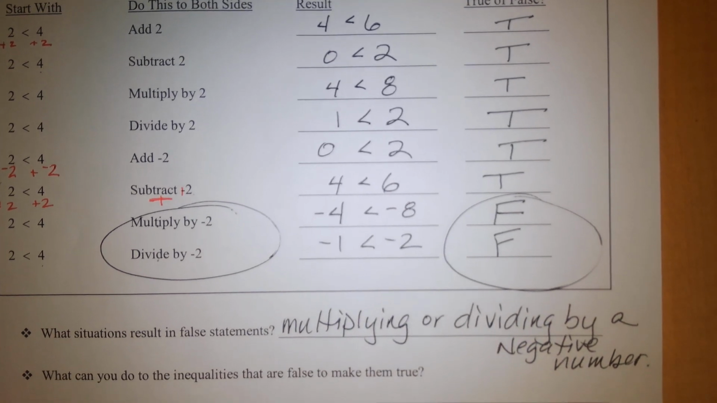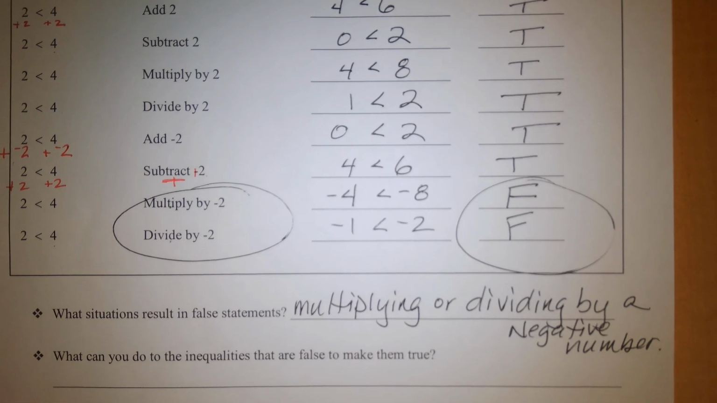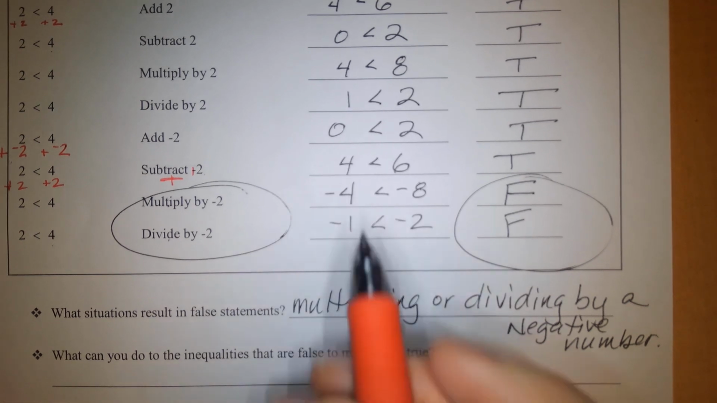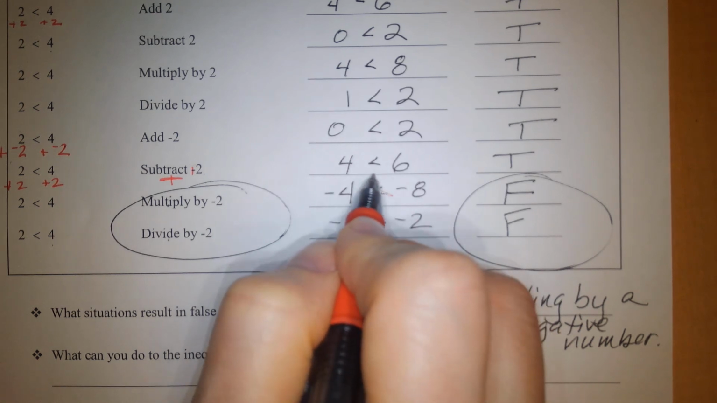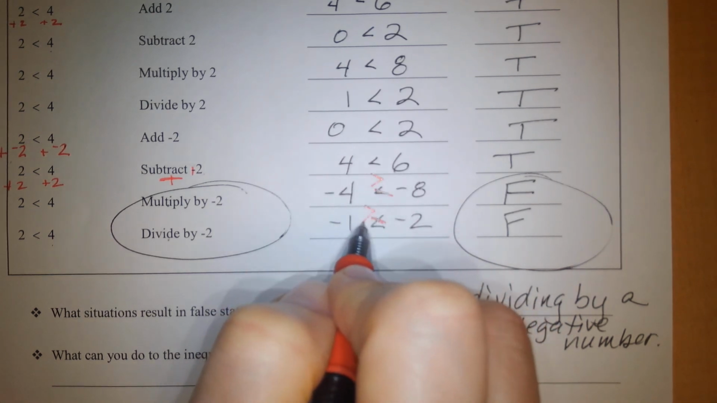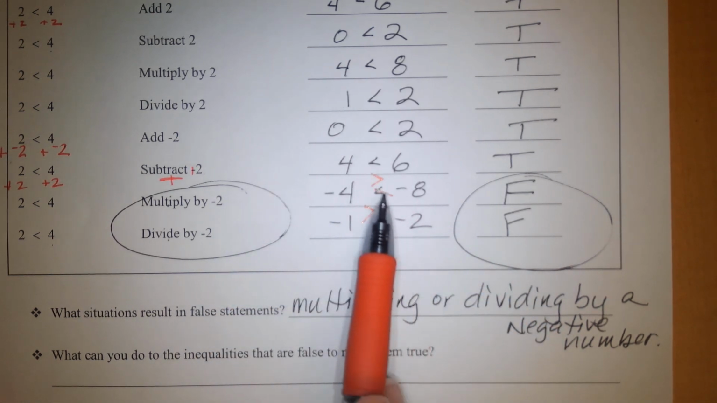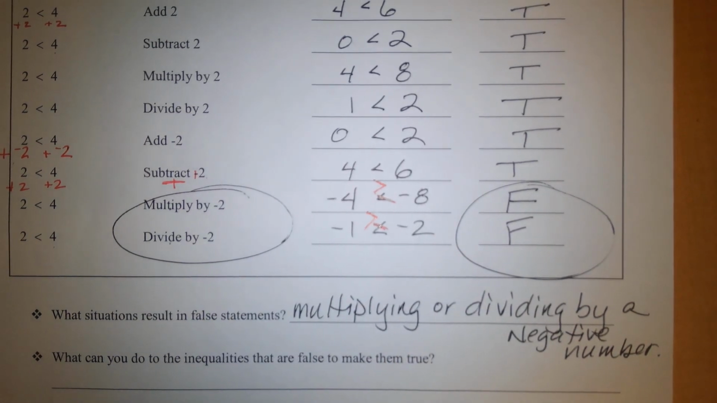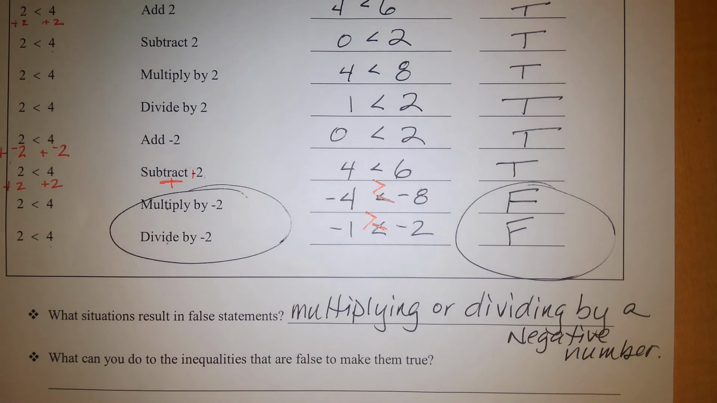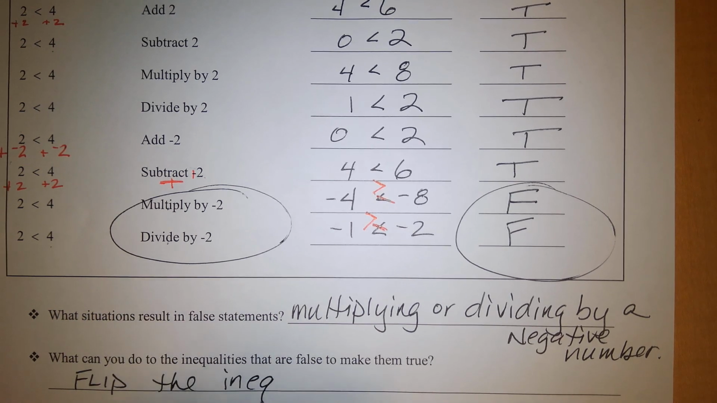But we can fix that. What we can do to make these come true is, well, we can reverse these symbols. We can get rid of these symbols and change it to the other direction. If we do that, then all of a sudden these actually become true statements. So that's what I'm going to recommend you do to fix these statements. We're going to flip the inequality symbol.